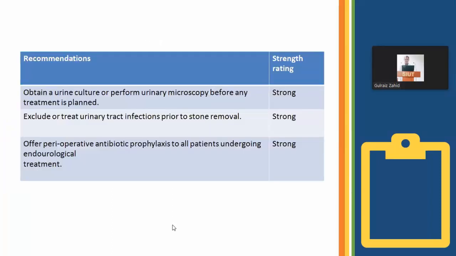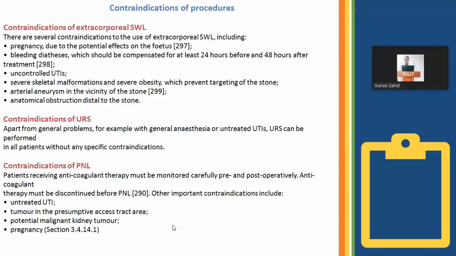These are the recommendations. Obtain a urine culture or perform urinary microscopy before any treatment is planned. Exclude or treat urinary tract infections prior to stone removal. Offer perioperative antibiotic prophylaxis to all patients undergoing endourological treatment. These are the combined contraindications of the procedures.